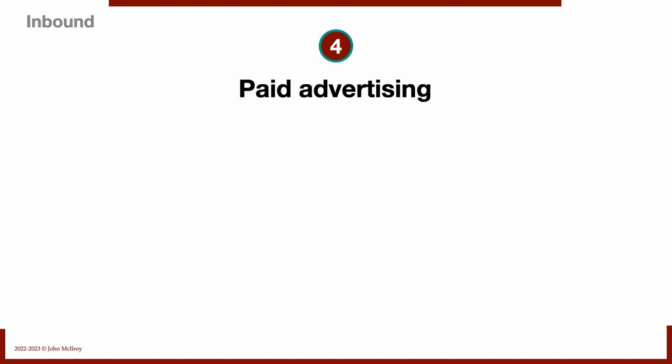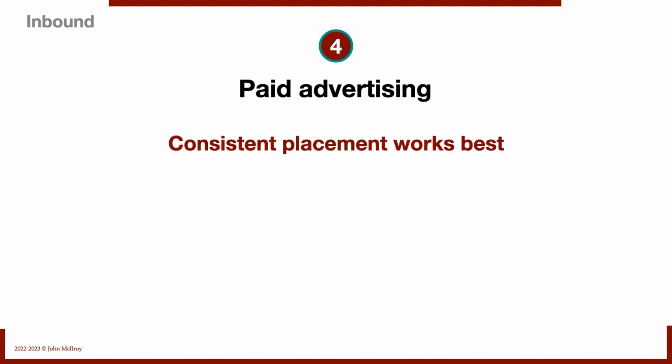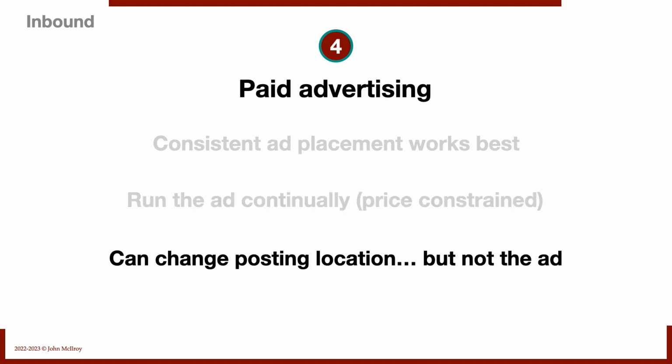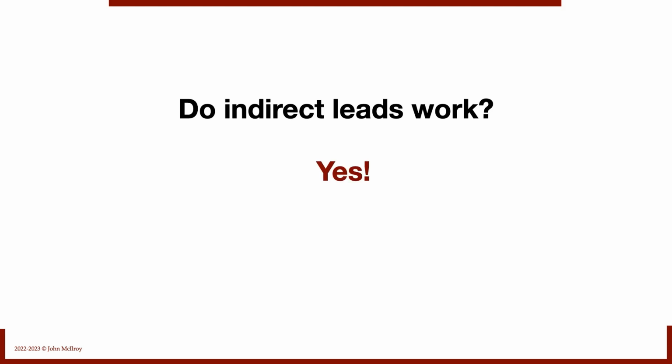In terms of paid advertising, I think consistent placement works best. Run the ad continually. I know it's price constrained, so by that I mean take an ad that you can afford to run every single week and make that your limit, but see that you do put it in regularly, weekly, monthly, bi-monthly, whatever it happens to be with the property that you're running the ad on. You can change the posting location, but I would not change the ad. Do indirect leads work? Yes, they do. They also take time to build.